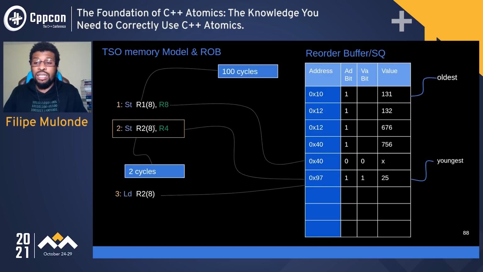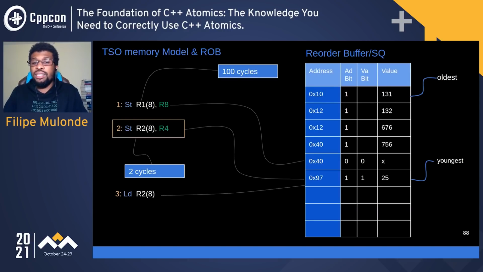But it's important to understand that even though the second instruction completes before the first instruction, the second instruction cannot update the architecture state before the first instruction. Why? Because the reorder buffer is a first in, first out structure. An instruction can only update the architecture state when it becomes the oldest instruction in the reorder buffer. That's why the second instruction cannot update the architecture state before the first instruction.